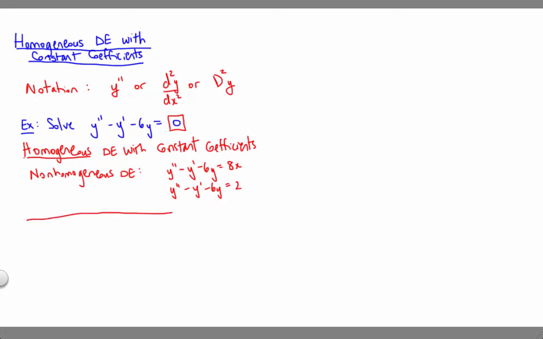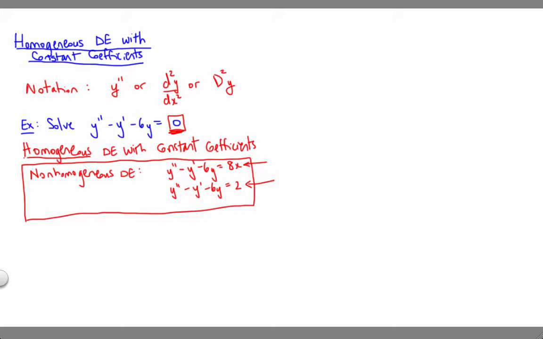So let's contrast that with the idea of a non-homogeneous DE. A non-homogeneous DE would have a function of x or a constant over on the right side. So non-homogeneous if there's some function of x other than 0 on the right side. Homogeneous means you've just got a nice 0 on the right side.